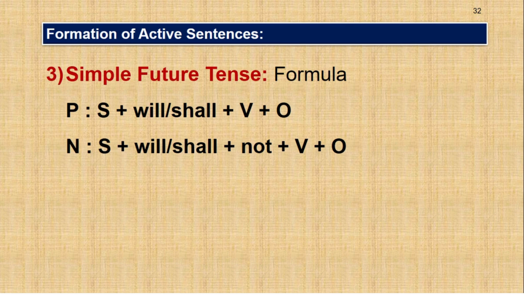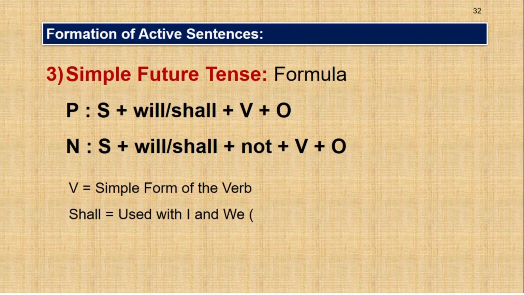Here in the sentence formation, verb stands for the simple form of the verb, and out of will and shall we will not use shall now. It is not used in contemporary communication in English, but until now it was used for the first person singular and plural, I and we. So it is not used now.